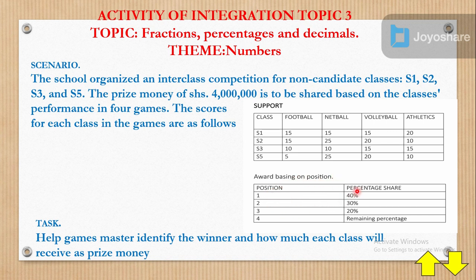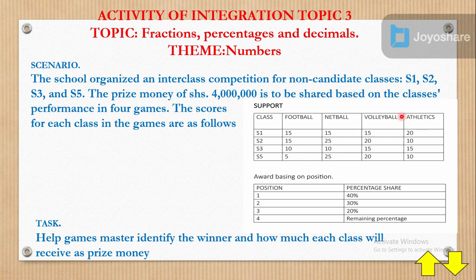Now here that's the award. Position 1 gets 40%. Position 2 gets 30%. Position 3 gets 20%. Now the remaining percentage is for number 4. You add here 40 plus 30, that is 70, plus 20, that is 90. So the balance here is 10. Automatically, we are dealing with percentages, and the subject we are dealing with is fractions, percentages, and decimals. So expect that. Now, what do they want? Help the game master identify the winner and how much each class will receive as prize money.